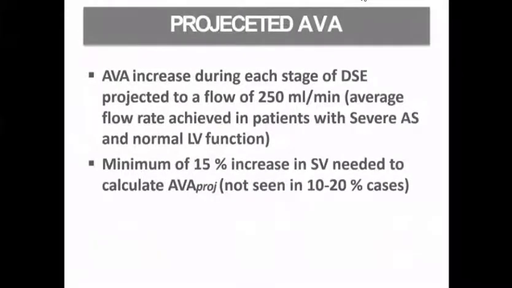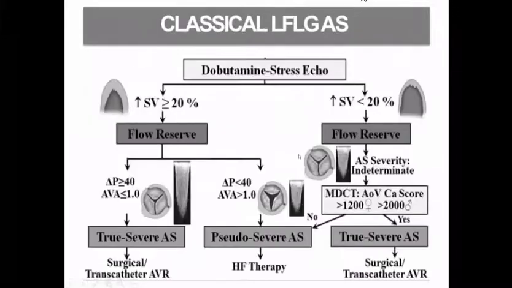So projected aortic valve area and increase during the stage of the DSE, projected flow of 250 ml per minute, the average flow rate achieved in the patient with severe AS and normal function. A minimum of 15% increase in stroke volume is needed to calculate the projected area, and this is also not seen in the 10 to 20% cases.